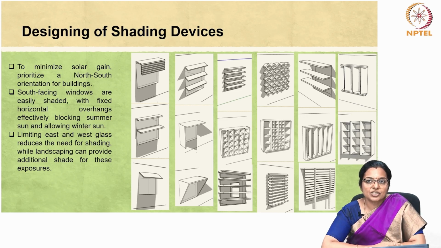Semi-outdoor spaces such as balconies can provide shade to the glazing or windows on the lower part of the building, and these can be even up to 2.5 meters in depth.